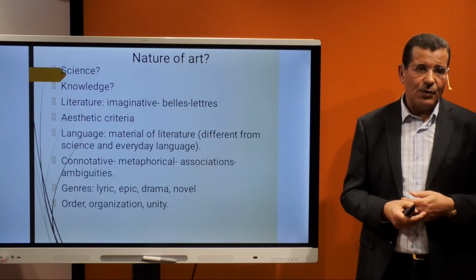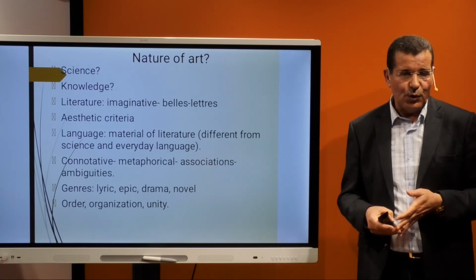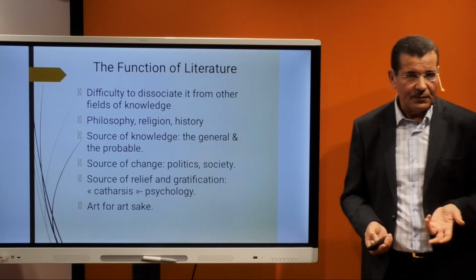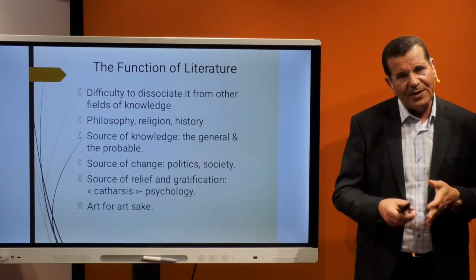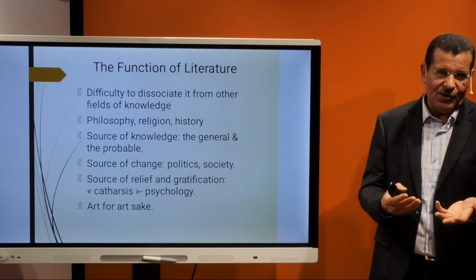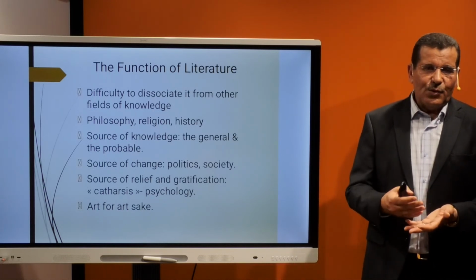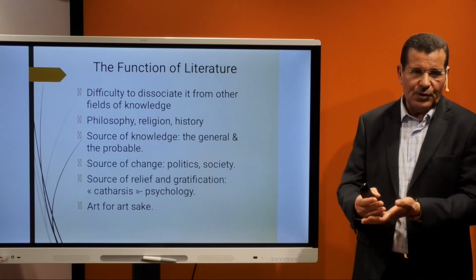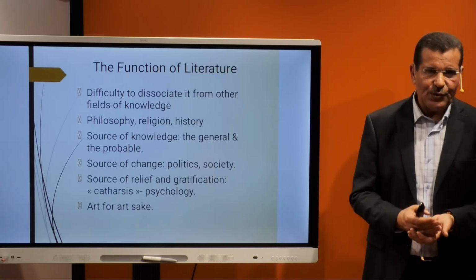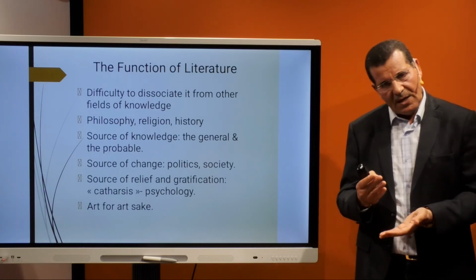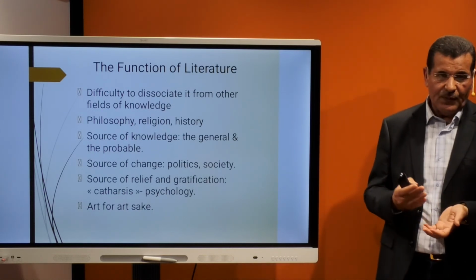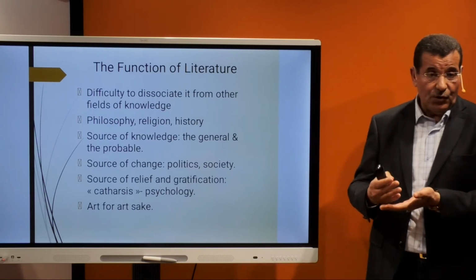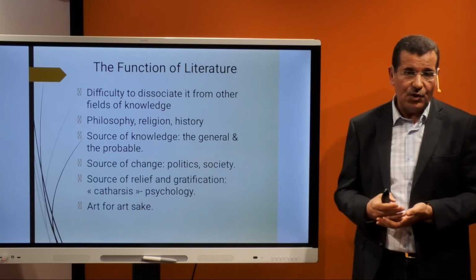So if we distinguish art as language in a different way, what is the function of art? What is the function of literature? Of course, it is difficult to distinguish it from other fields of knowledge. In art, we have philosophy, we have religion, we have history, we have sociology. It is also a source of knowledge. It includes also the general and the probable. It can be the source of change, which is politically engaged, and also it is changing society.